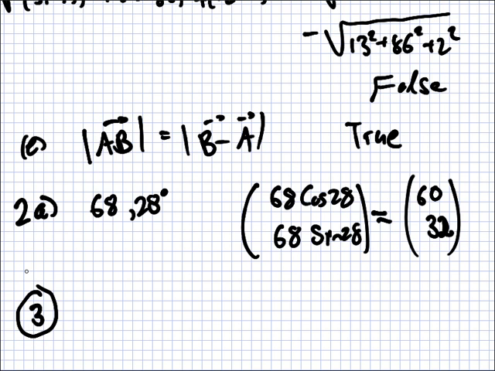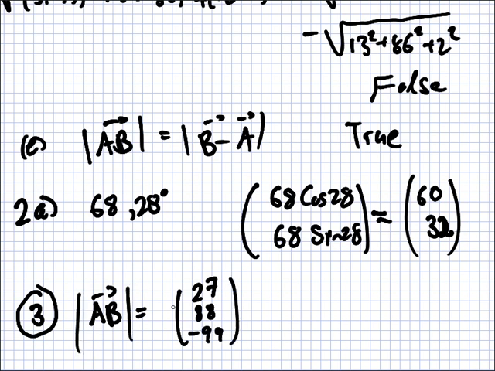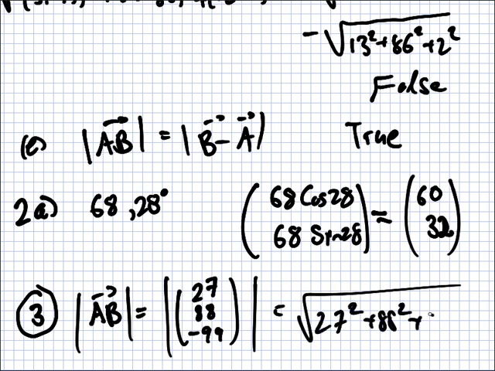You have it done, go? So, first we better calculate AB, which is B minus A. So 32, 27, 88, and minus 99. And so the magnitude will be square root 27 squared plus 88 squared plus 99 squared. What's that, 135? Yeah.